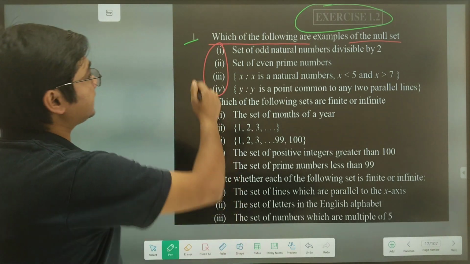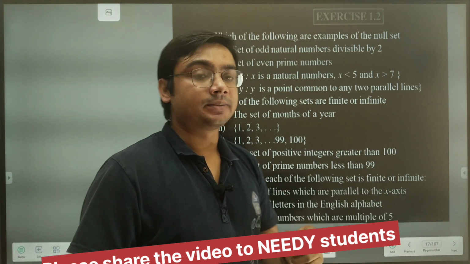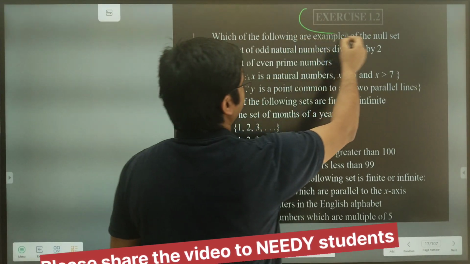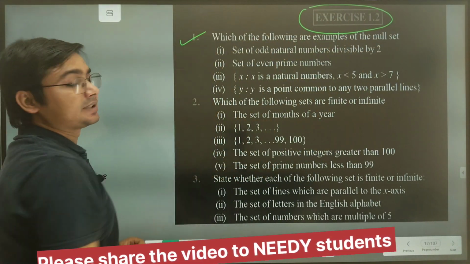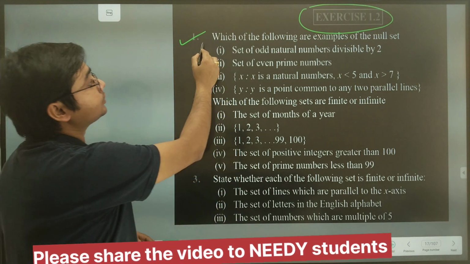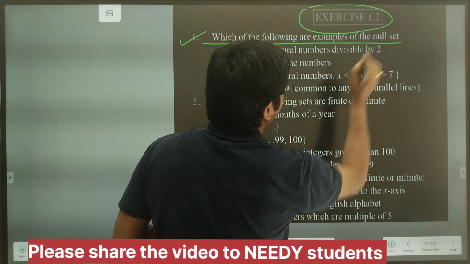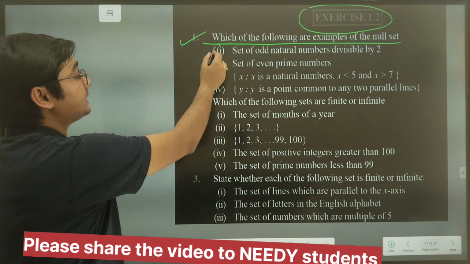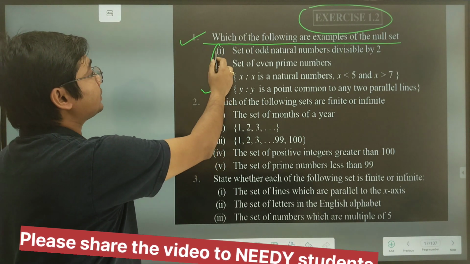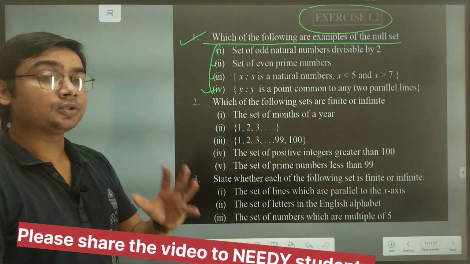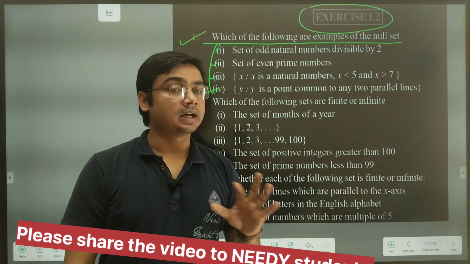So you see the first question. Basically, today we will discuss exercise 1.2. The first question is: which of the following are the null sets? That means they provide some sets here. You see they provide four sets here. Among these four sets we need to find which are the null sets.